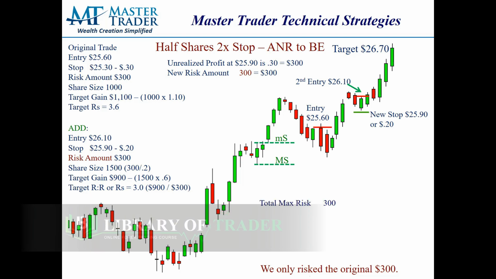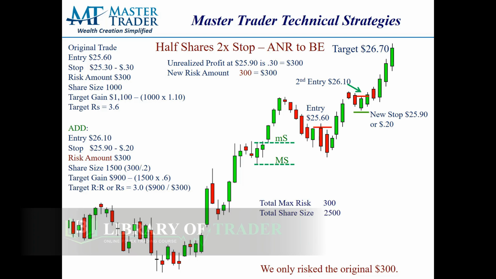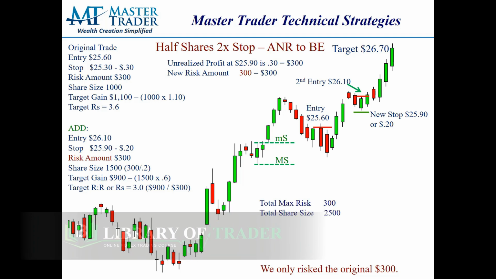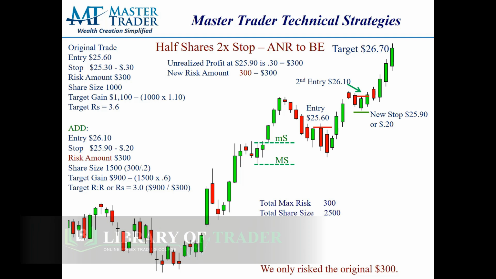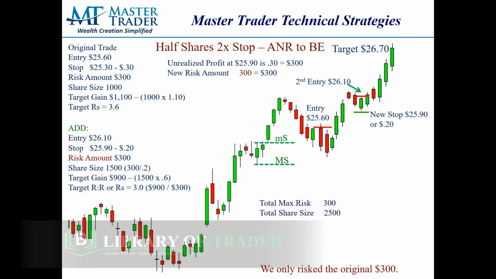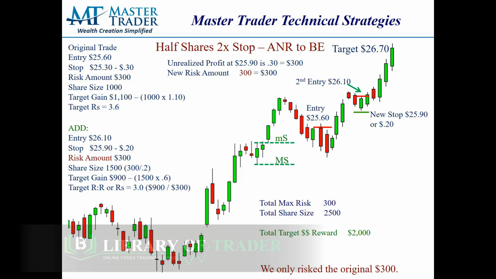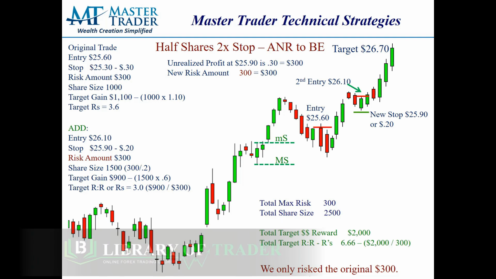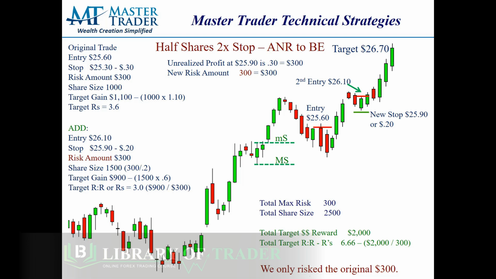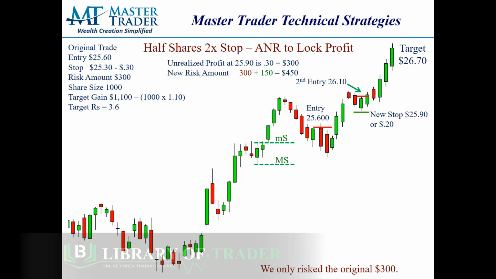So our total risk here is $300. Total share size, 2,500. The 1,000 from the first trade, the 1,500 on the addition trade. Our total reward, $2,000. And our total reward to risk, 6.66. $300 risk, made $2,000. We still only risked our original $300. You see how powerful this concept is? Half the shares, twice the stop, add and reduce, and we're going to lock in a profit.